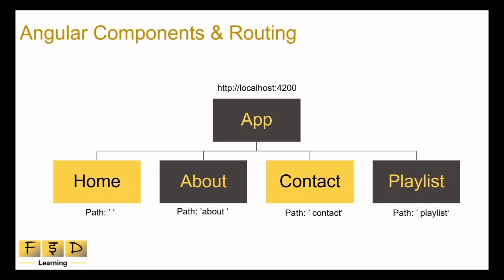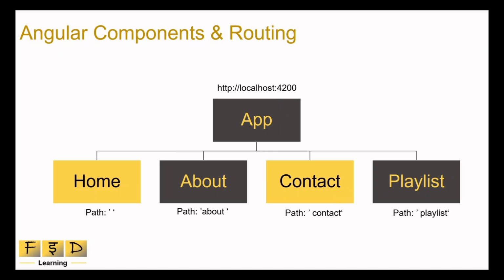And what is meant by routing? Routing means navigation between pages. Angular router enables navigation from one view to another view. As mentioned in this diagram, these four components are routed and we can navigate through the URL localhost:4200/path. This empty path, about path, contact path and playlist path.